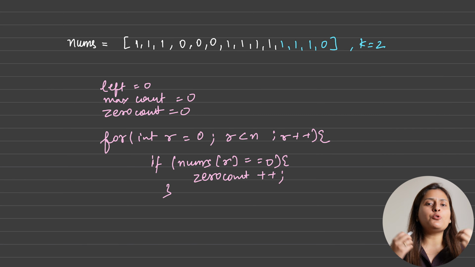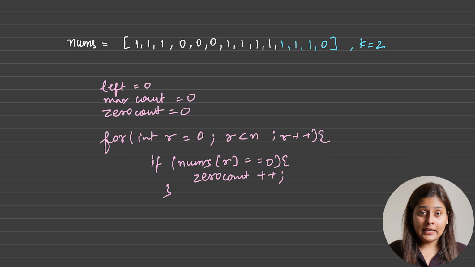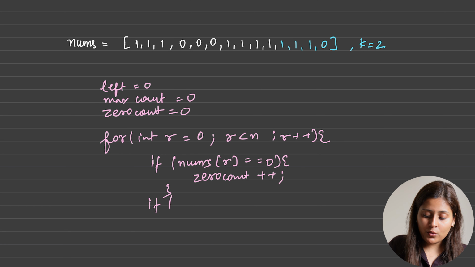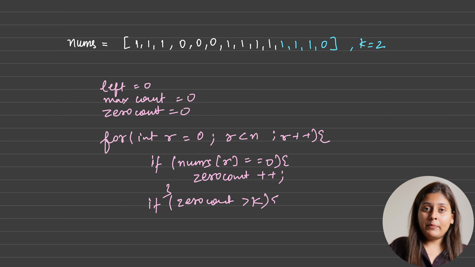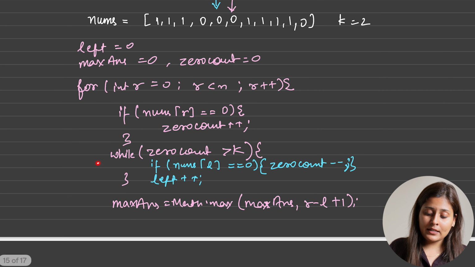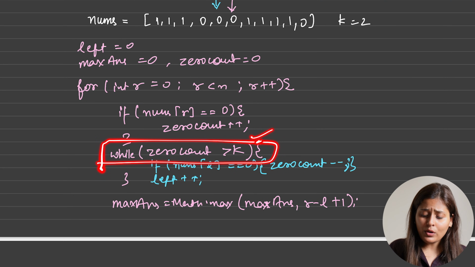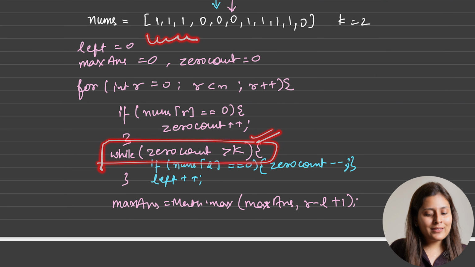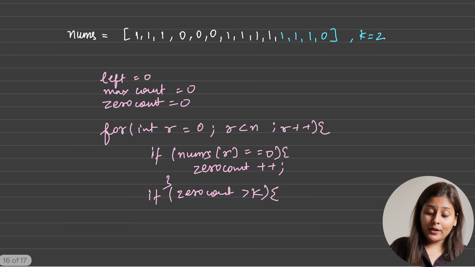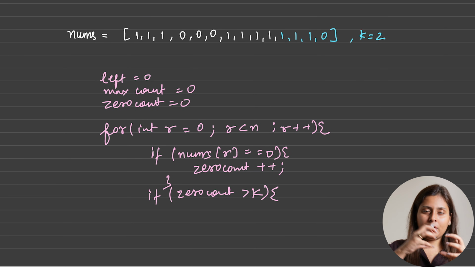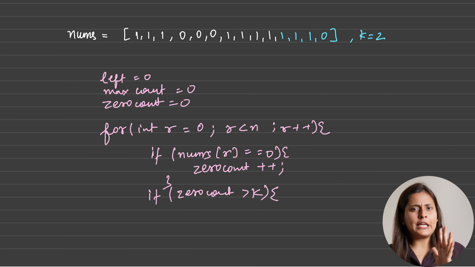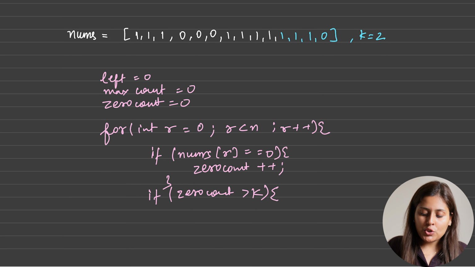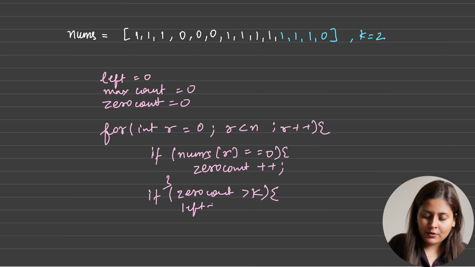After this we have to check if the 0 count is greater than k or not, because that is the case when we do the shrinking phase. Initially we had put this in a while loop, and until the condition was true we kept going, but we will not do that here. Instead we check with an if: if the 0 count is greater than k, it means we have to shrink our window, so we shrink by left plus plus.